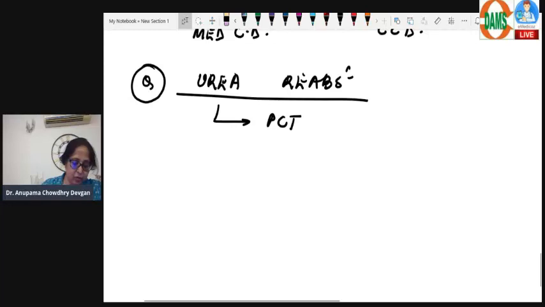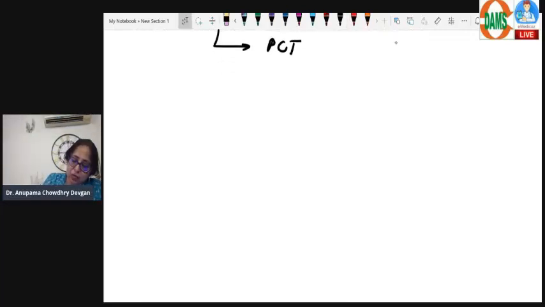Next, let's have a look at the role of the vasa recta. What is the role of the vasa recta?